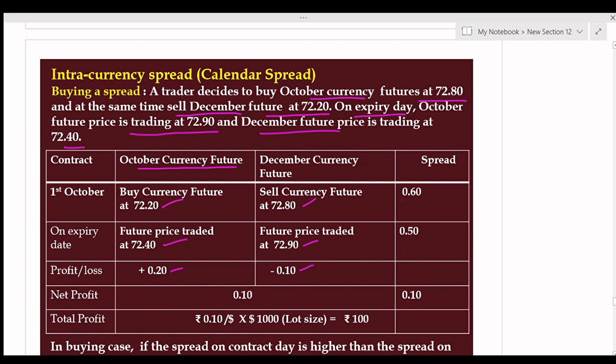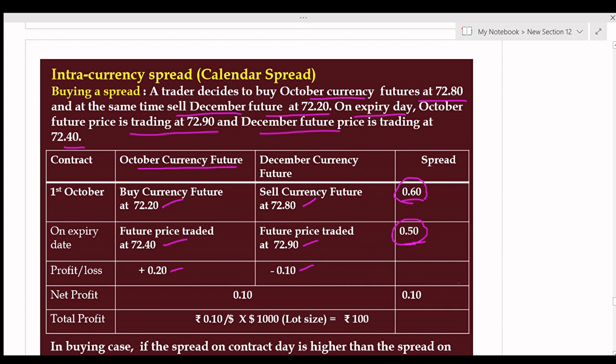Now come to the spread. The spread is 0.60. That is 72.80 minus 72.20 is equal to 0.60. And next it will be 0.50, that comes from 72.90 minus 72.40. So in the buying case, if it is narrow, if it is lower than the spread on the contract day, the trader will gain.